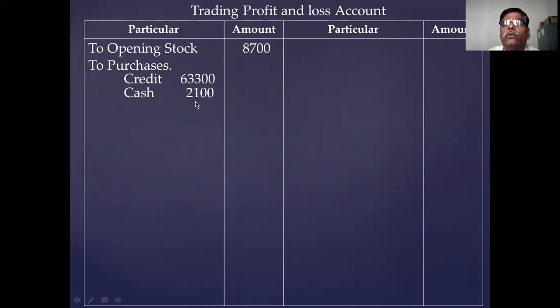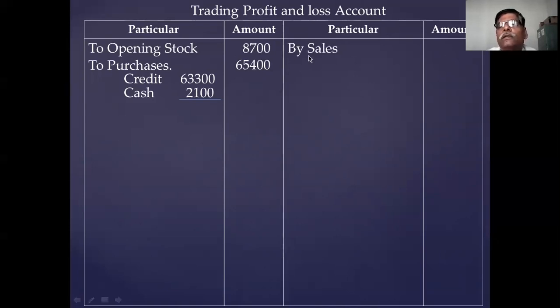You collect these two and take the total. Out of this, deduct the return. There is no return. Therefore, 65,400 is the total purchase. Then if there are any expenses related with the trading account, you record them. There is no transaction related with the trading account. So I go to the credit side.